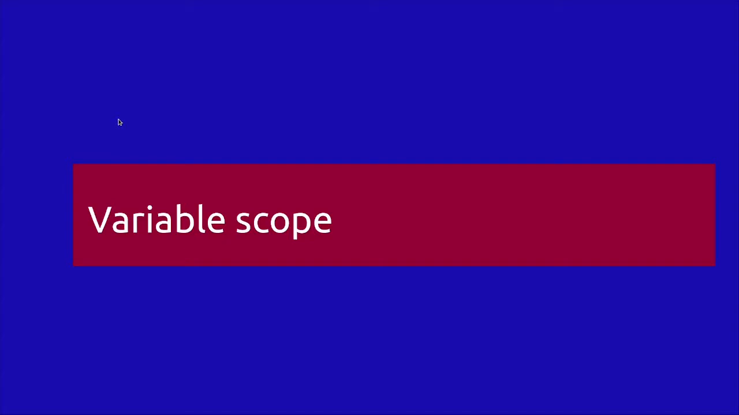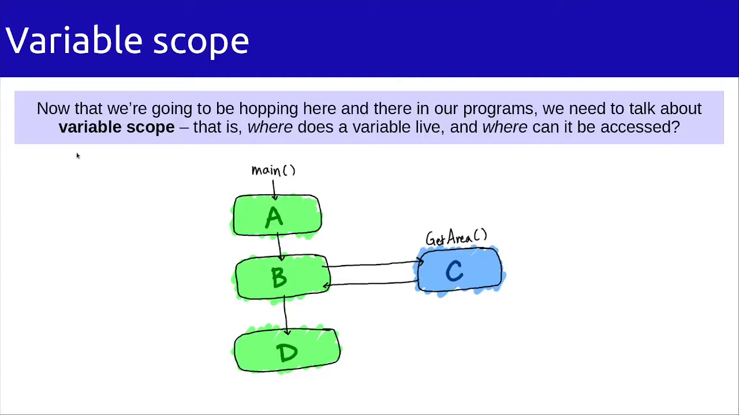All right, now we need to talk about variable scope. So variable scope refers to where a variable can be accessed. So if we had this example where we have main, we're going through, we call get area over here and then return and end. Where are variables in main used? Where are variables in get area used?